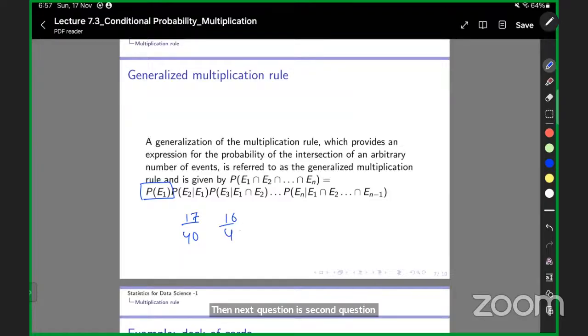Then let's say third is male. Sorry, not 40, 39. The third was chosen as male, so males were 23, right? So 23 out of 38, because already 2 got selected, 1, 2, 3, right? Now 37 left, and if I ask you what if the fourth was selected female, then how will you do it?